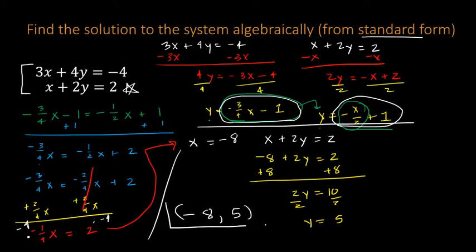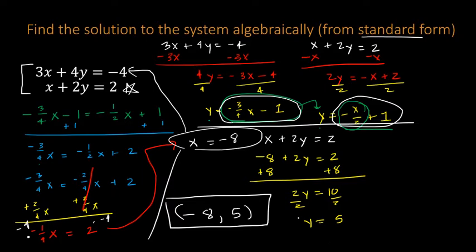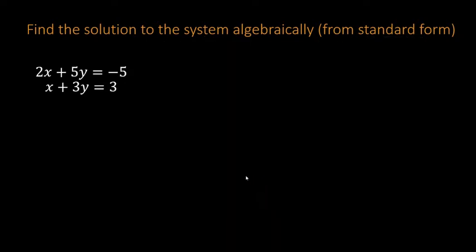And I encourage you once again to double check my work, plug in x equals negative 8 into the other equation, and confirm that you get a y value of 5. Let's do one last example. So once again, we're finding the solution to a system algebraically given standard form, and we're using substitution to do it. So I've got 2x plus 5y equals negative 5, x plus 3y equals 3. I'm going to rewrite each of these equations in slope-intercept form.